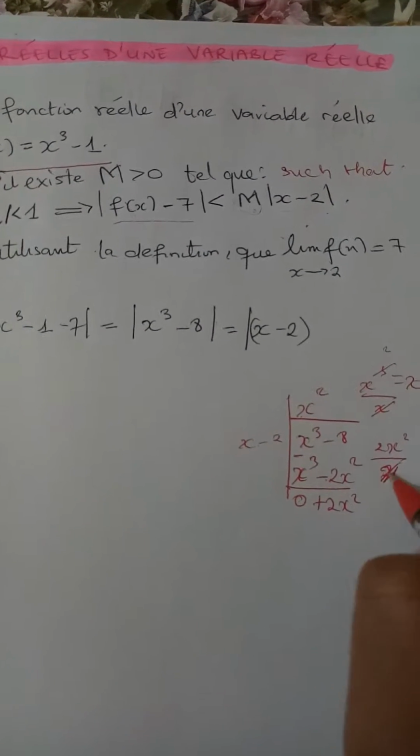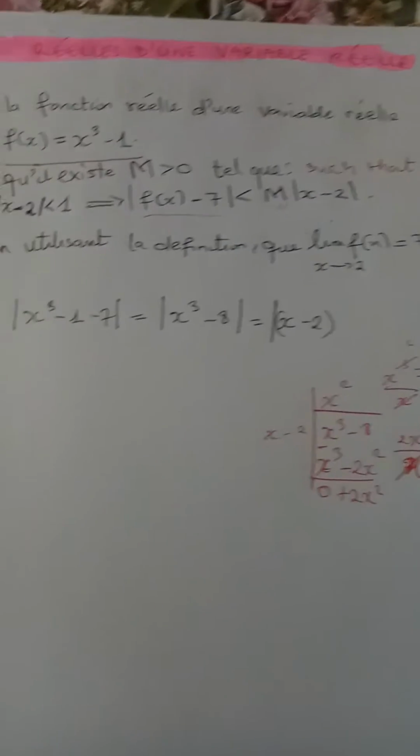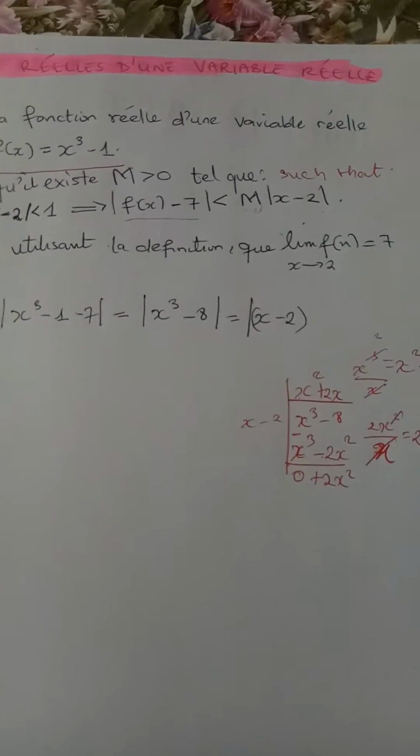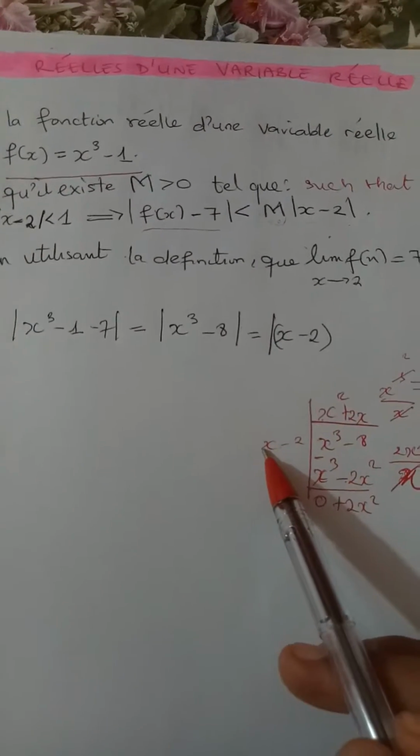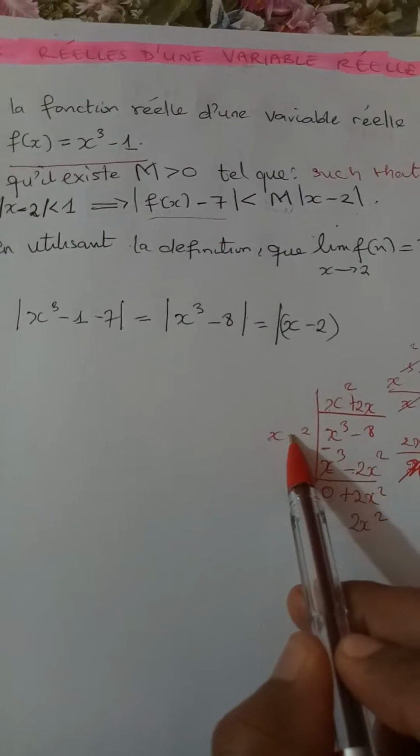2x raised to the power of 2 over x. This will cancel, so I'm left with 2x. So here will be plus 2x. Okay, so it will be 2x times x, which will give me 2x raised to the power of 2, and 2x times minus 2.